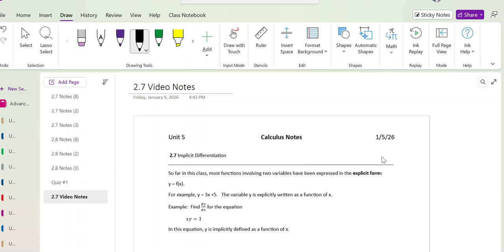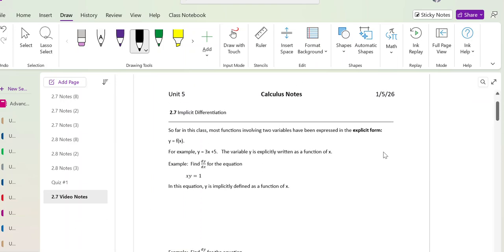Welcome to tonight's video on implicit differentiation. So far in this class, most functions that we've had with two variables have been expressed in the explicit form, meaning you have y equals some function of x. For example, y equals 3x plus 5. That is, the variable y is explicitly written as a function of x.